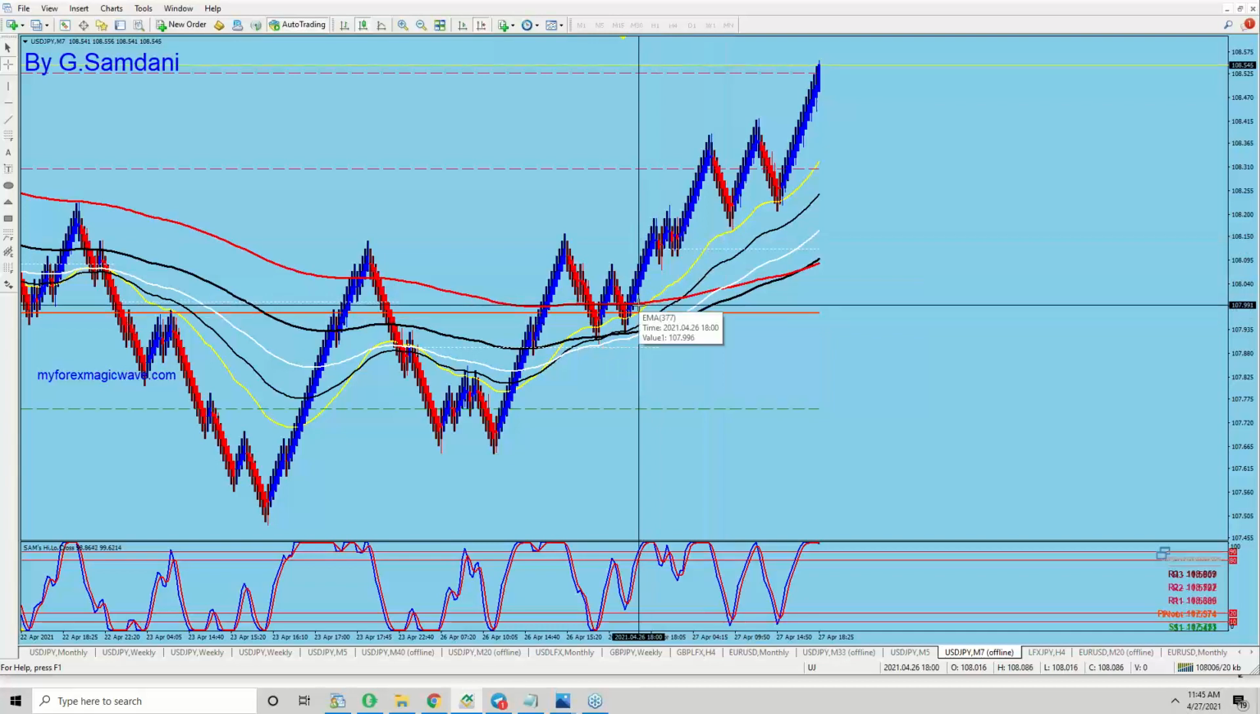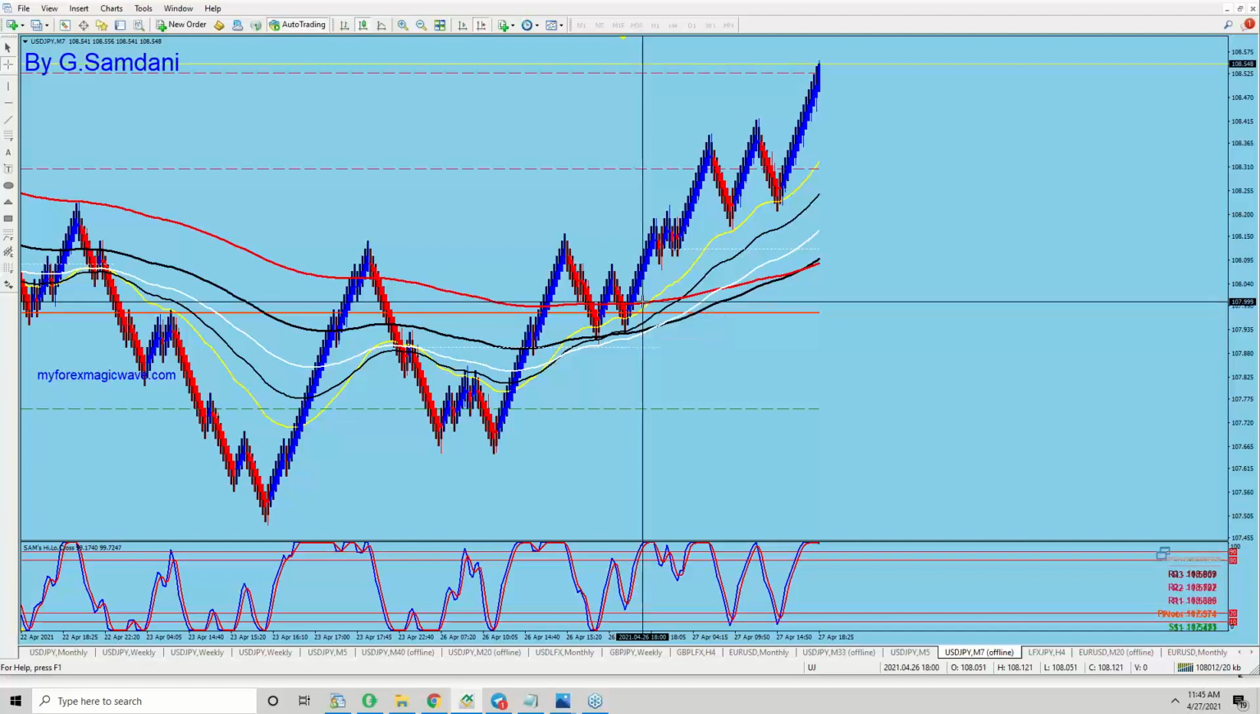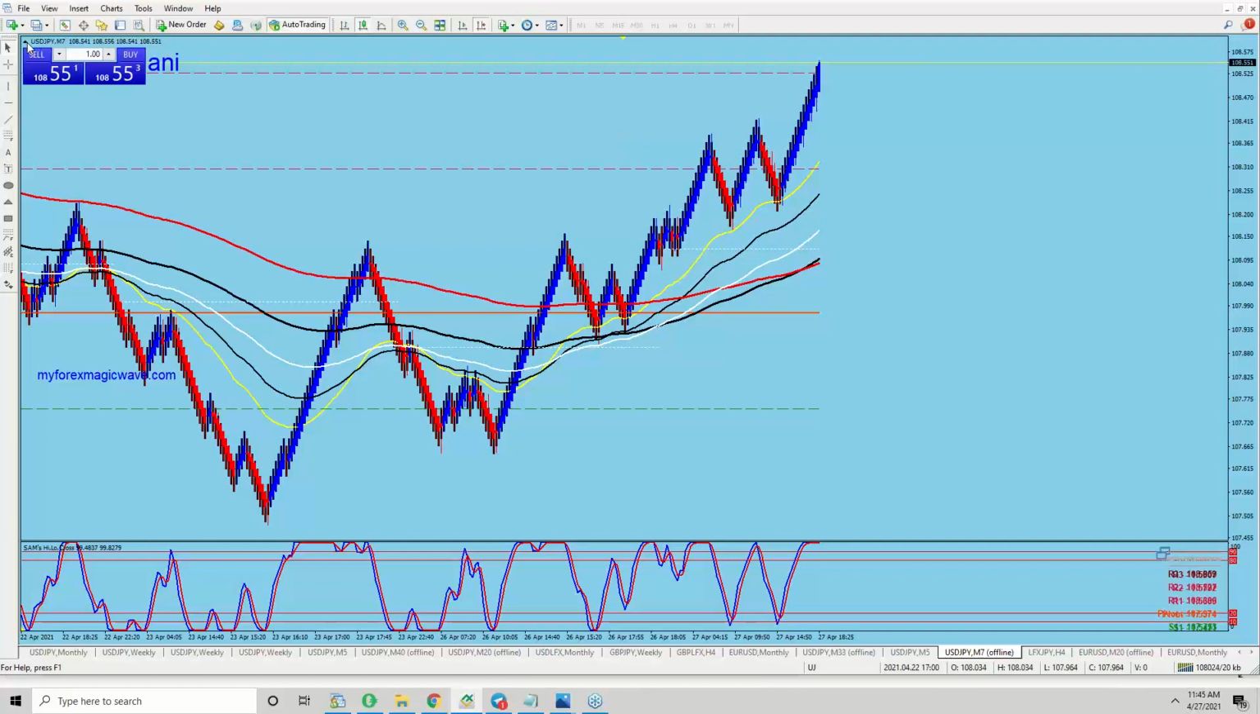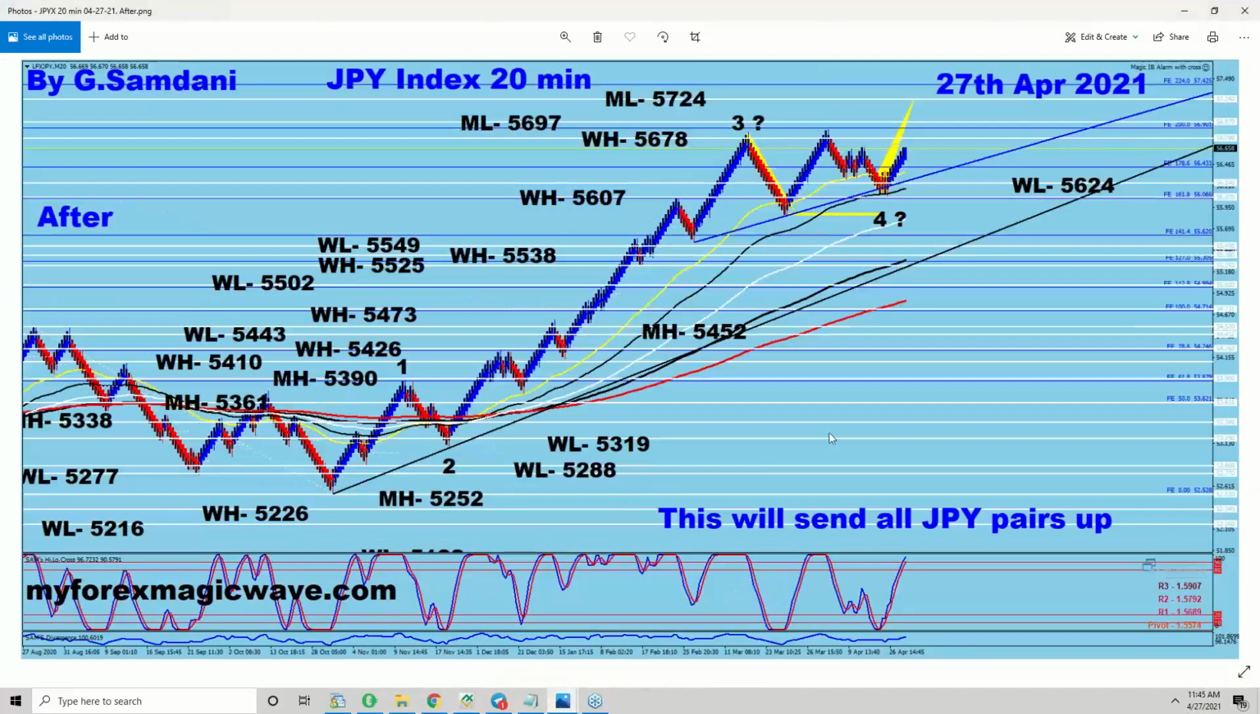This entry would be 107.6. No, let's say that's 108, and we are now doing what? 108.55. So not much, 55 pips so far. Yeah. But like I said, some go much higher, some go a little less, depending on the other currency. But all in all, every single yen pair went up, and it was according to my chart.